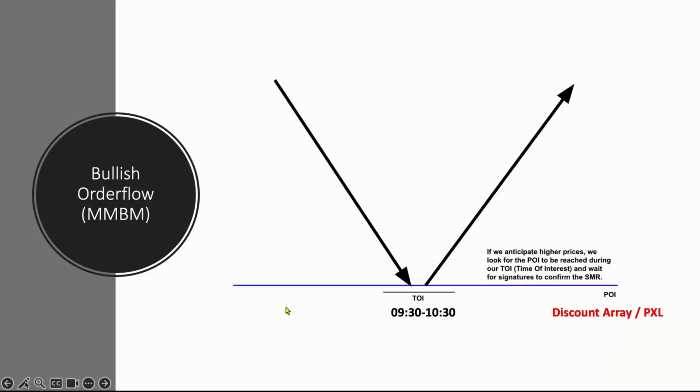So here is the final version of the schematic that has been shared with you ever since the first lecture of the market maker buy model, where we can see the sell side of the curve into a point of interest, and this point of interest has to get reached during 9:30 to 10:30. This point of interest is a discount array and the PXL. From there on, we want to see a smart money reversal occur, and on the lower time frames, this looks like a market maker buy model.